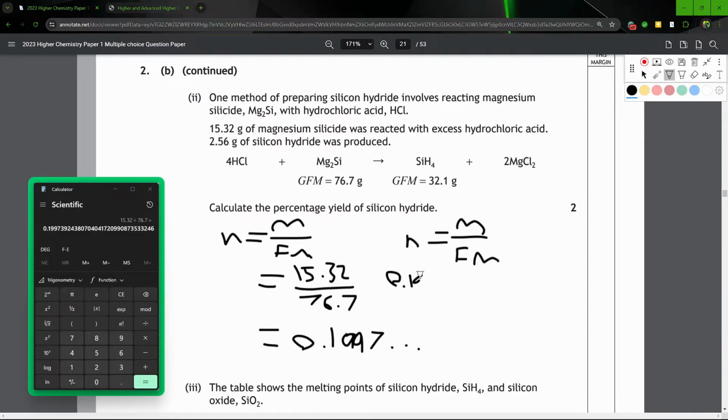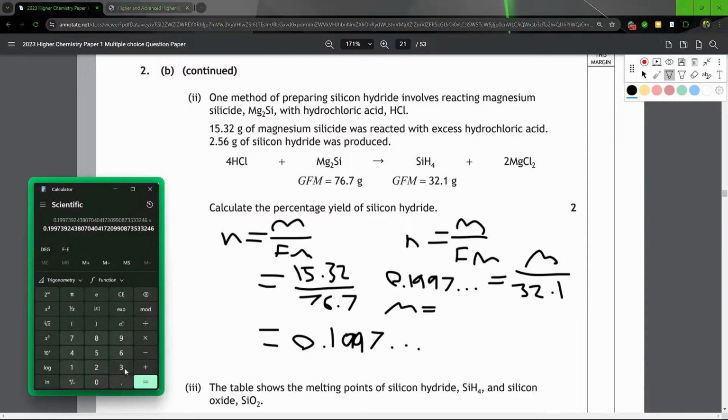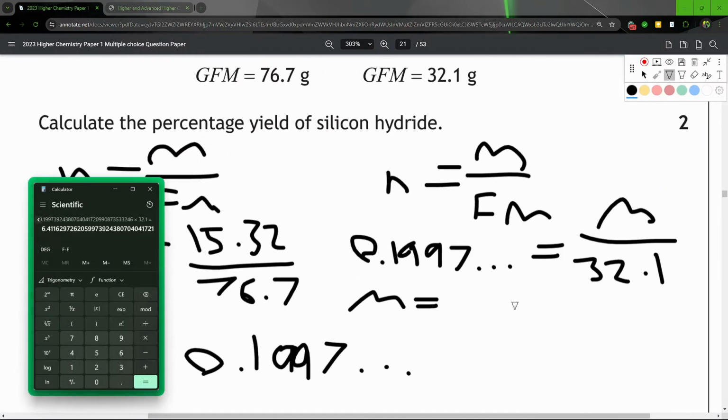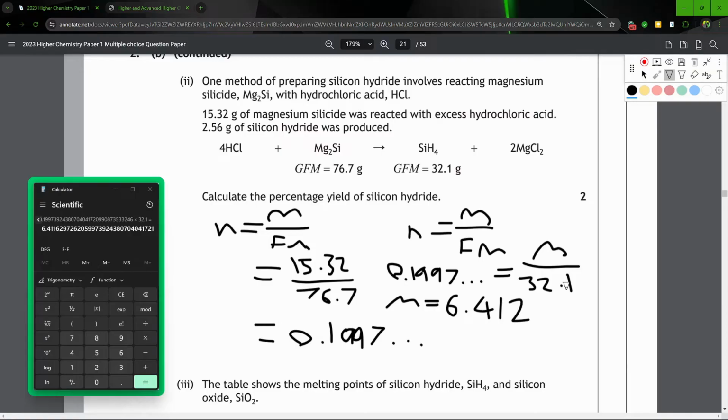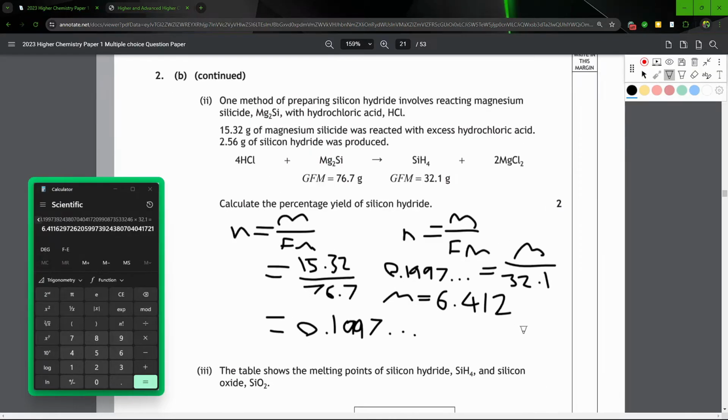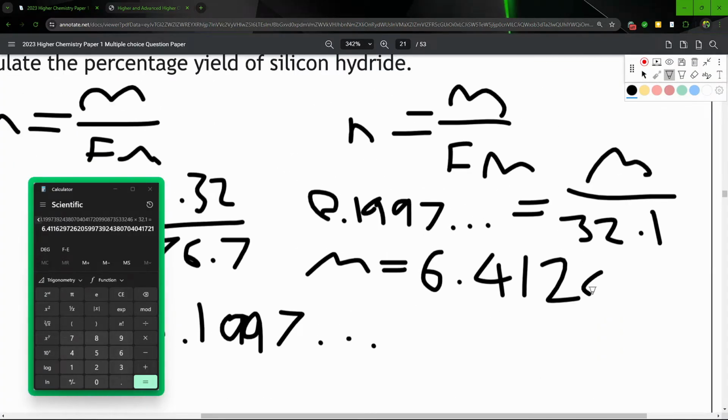So 0.119... equals some mass over 32.1. So mass would equal 32.1 times what we got, and that would be 6.4 something. 6.412, we'll say. Fantastic, and it's in grams, remember. But we're not done yet.